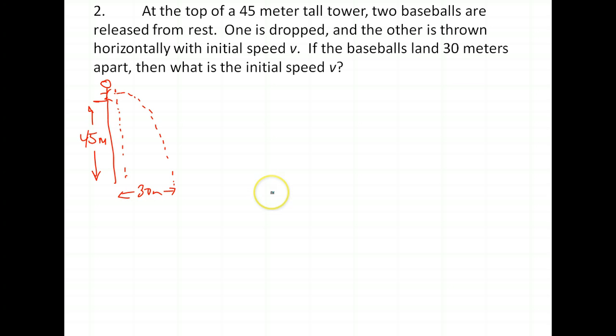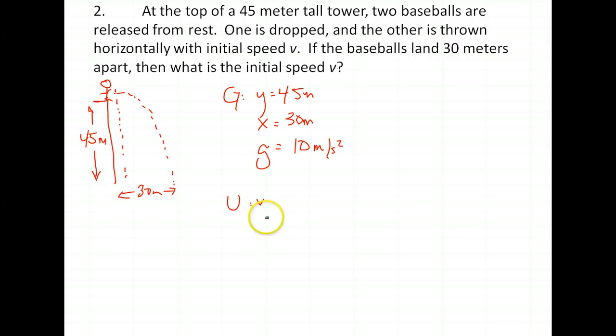So let's go ahead and calculate what that horizontal velocity would be. Our givens for this equation: we have the height of our tower, y equals 45 meters. We have the distance that the two land apart, and that is 30 meters. And our favorite force, gravity, falling at 10 meters per second squared. Our unknown in this equation is our velocity. So what can we do?